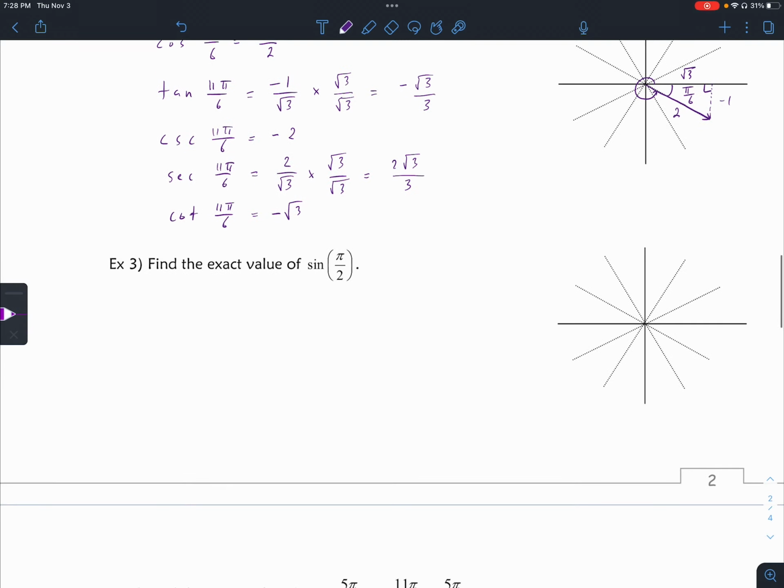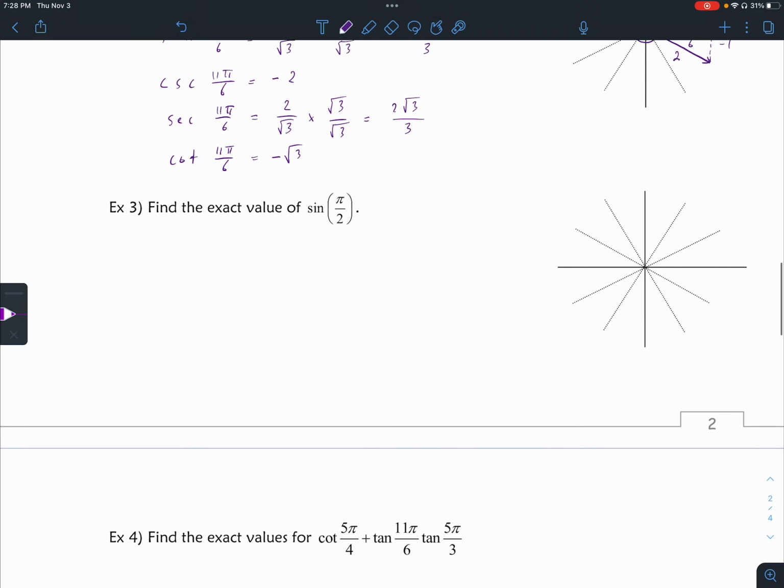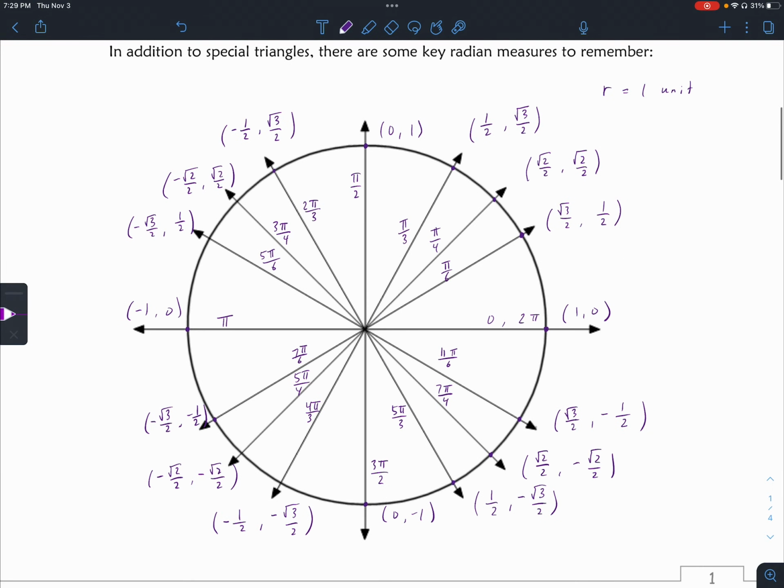Okay, so going on to example 3. So sine of pi over 2. First we draw where this is. Okay, so it's here, the terminal arm, 90 degrees, pi over 2. Now, one thing that we kind of know about this is that if you look at the unit circle from before, the point here is 0 and 1.